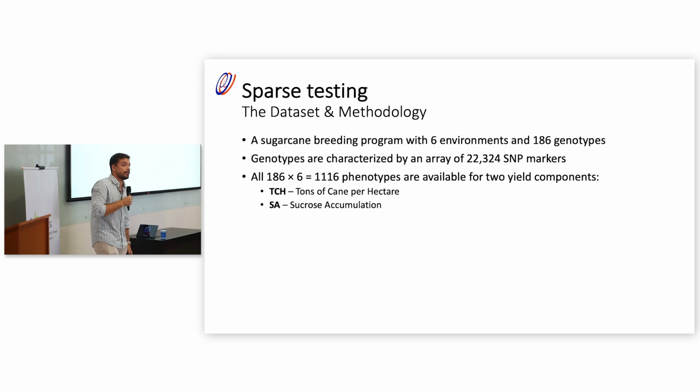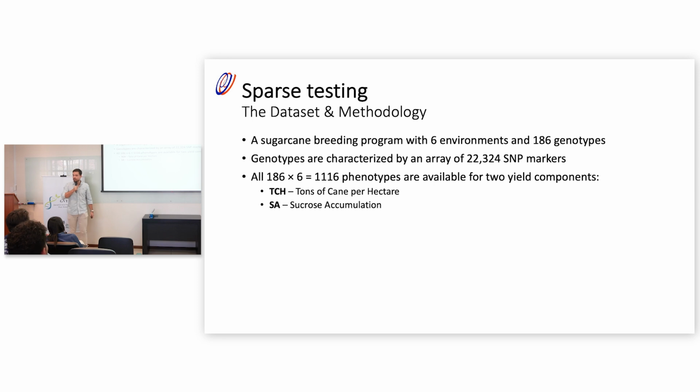Okay, so we did this in a sugarcane breeding program in Colombia. I'm not as much of an expert on sugarcane as many of you, so please be kind with the questions. We had 6 environments and 186 genotypes. We had all the phenotypes, the complete picture, which is 1,116 phenotypes. We also had genomics, an array of more than 22,000 SNP markers. And we measured 2 traits that are components of what was discussed yesterday. Yesterday we were talking about sugarcane per hectare; these are the 2 components, the ratio of sugar and the raw weight.